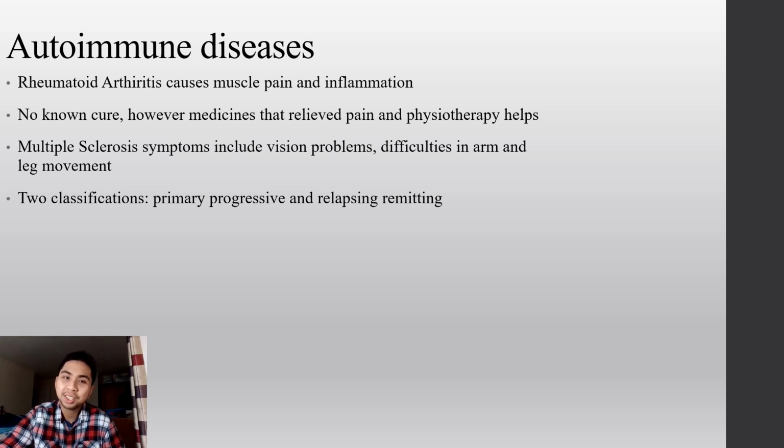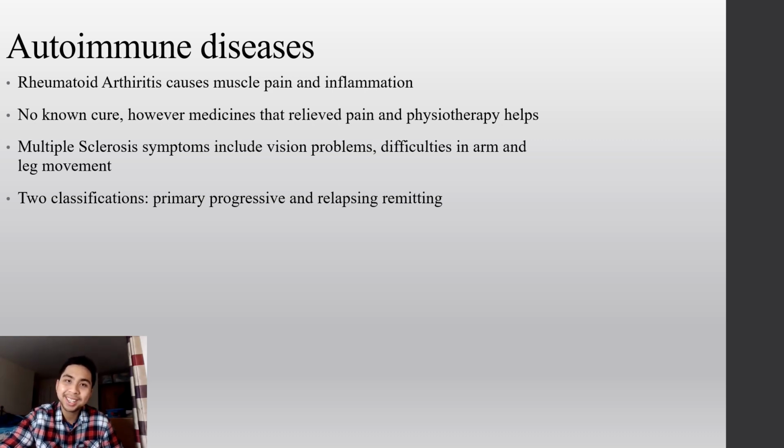Rheumatoid arthritis is one of the more common autoimmune diseases, described by the NHS as a long-term condition that causes pain, swelling, and stiffness in the joints. Unfortunately, there is no known cure for rheumatoid arthritis. However, symptoms are treated with medicine such as over-the-counter drugs, for example, ibuprofen, or prescribed drugs. Physiotherapy also helps to maintain the mobility of the person living with such disease.